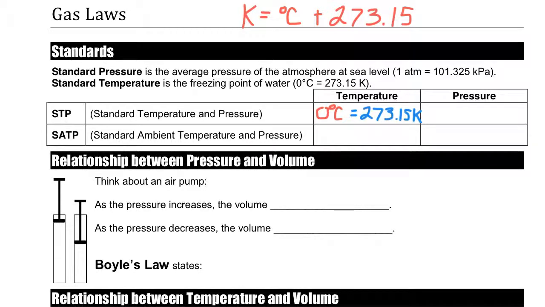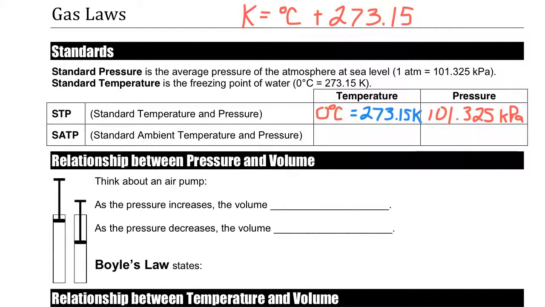So we could talk about standard temperature and pressure. Standard temperature is 0 degrees Celsius, which is 273.15 Kelvin. Standard pressure, remember, is 1 atmosphere, which is 101.325 kilopascals. If you see the experiment was conducted at STP, that just means standard temperature and pressure, 0 degrees Celsius, 101.325 kilopascals. But really, who wants to conduct an experiment at freezing temperatures?